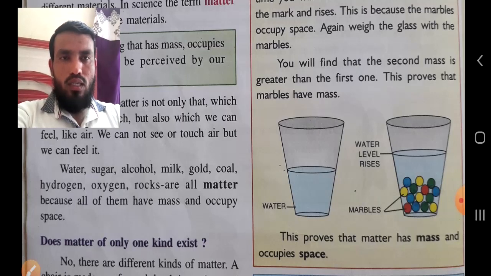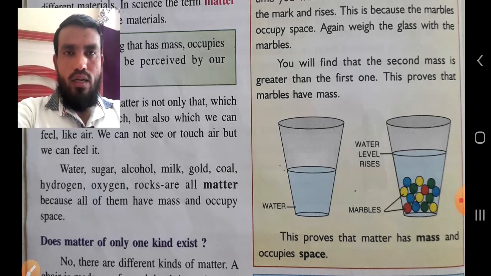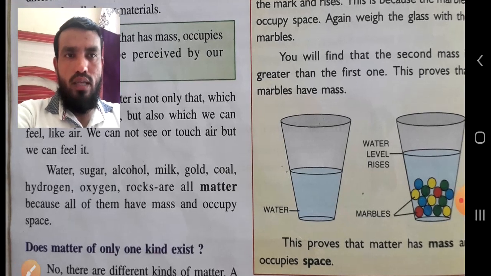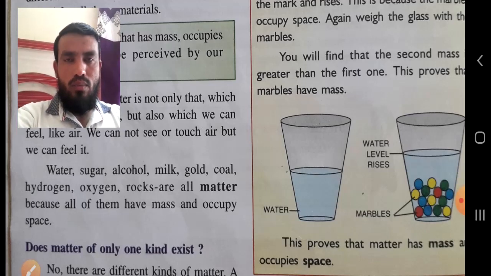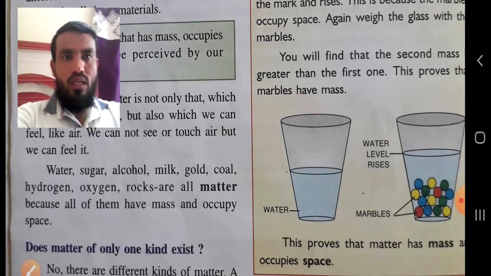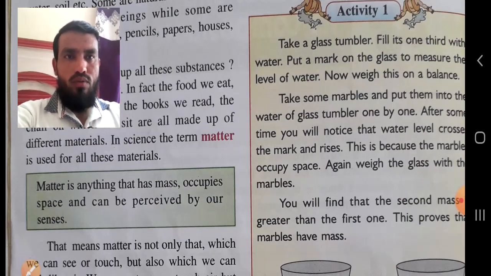Then, in the first glass you have not added anything, but before that you have to weigh both glasses. First weigh the empty glass, then add the water, then again weigh the glass. Then, in the first glass, add several marbles. While you are adding the marbles, you can see the marbles going and settling into the bottom of the glass. So what will happen here?